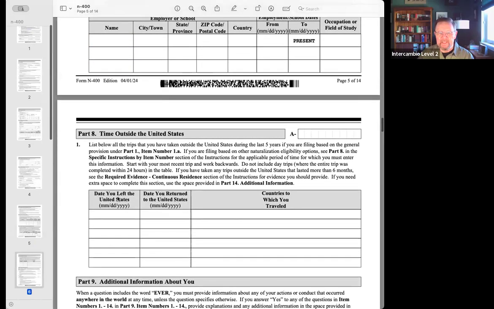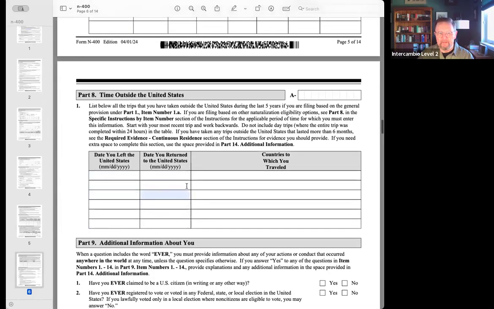Time outside the United States. Now this can require quite a bit of homework, but in the past 5 years, or 3 years if you're married to a U.S. citizen, they want to know how many times you left the country. What they're trying to determine is, was there any year you were outside the country more than 6 months? Because if there was, maybe you haven't been a resident long enough to qualify for citizenship. So they want the date you left, the date you returned, and what country you traveled through.